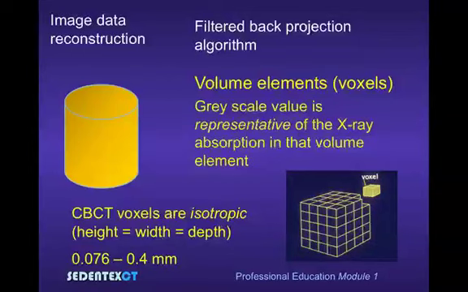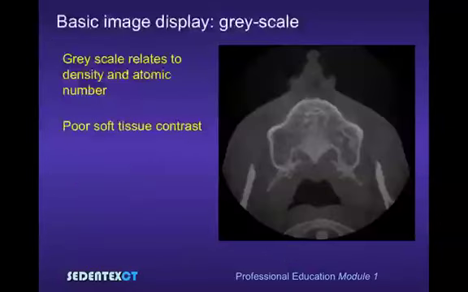The grayscale value allocated to each voxel is representative of the X-ray absorption in that volume element. Unfortunately, the use of the Hounsfield scale is not so applicable to CBCT as it is for medical CT. So the grayscale merely relates to the density and the atomic number of materials in the patient.